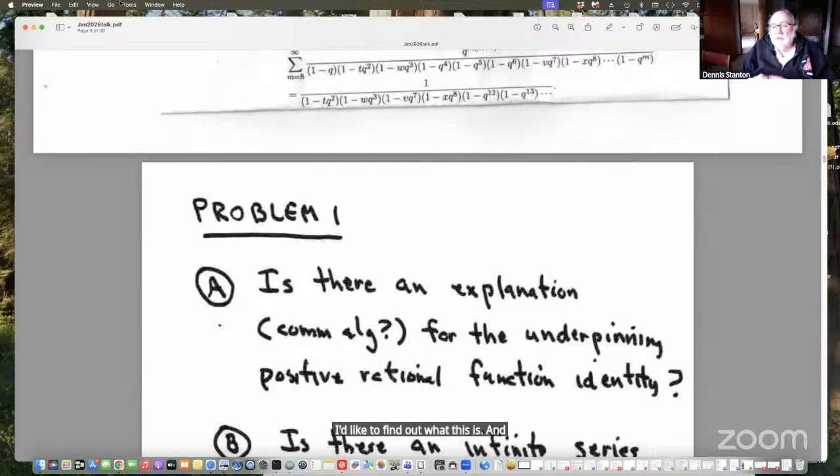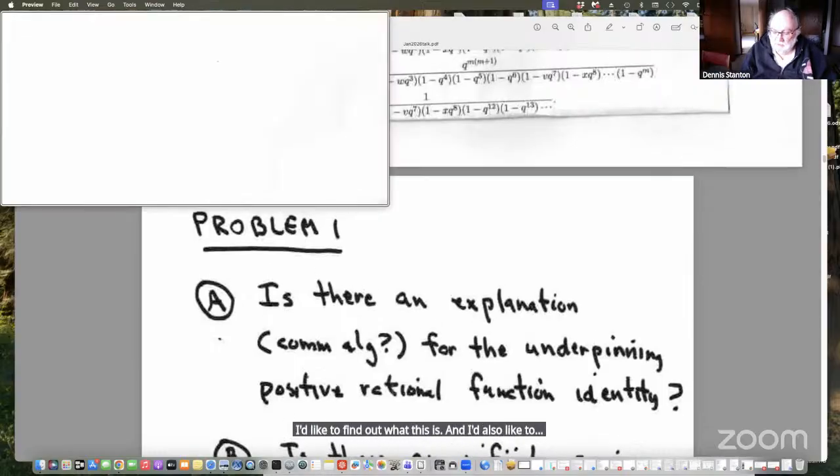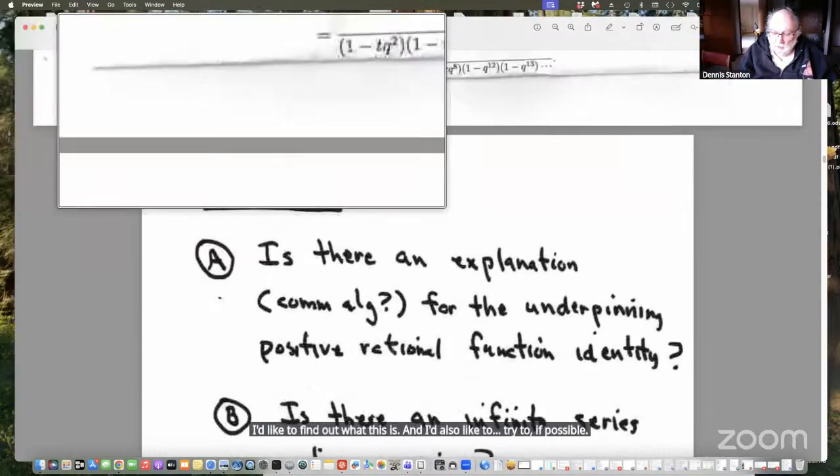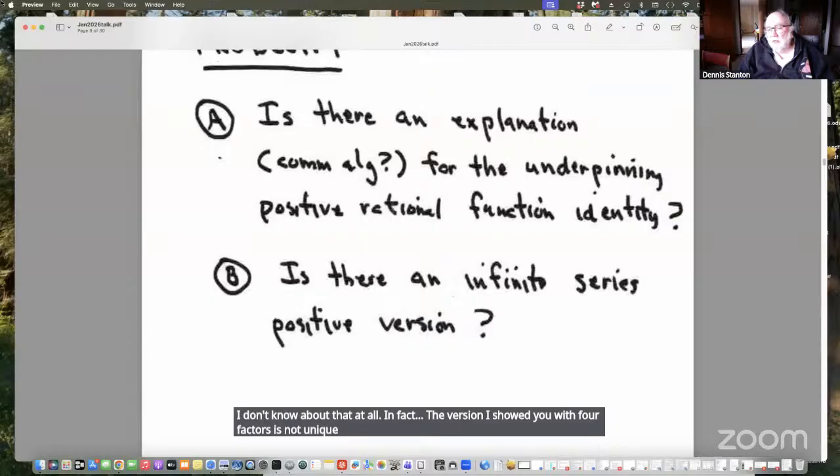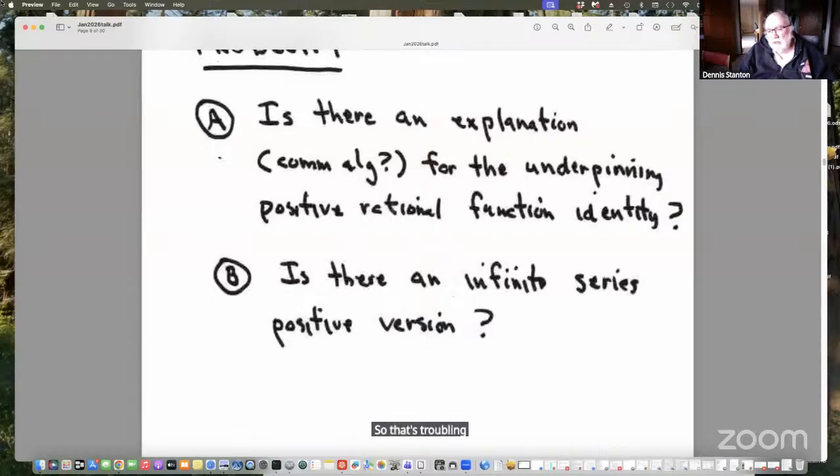And I'd also like to try to, if possible, go farther. Is there an infinite series positive version? I don't know about that at all. In fact, the version I showed you with 4 factors is not unique. I found another one too. So that's troubling. When it's not unique, it may mean it's very hard to find.